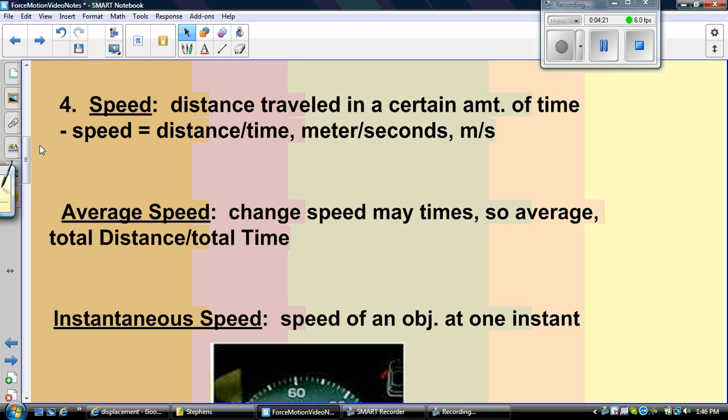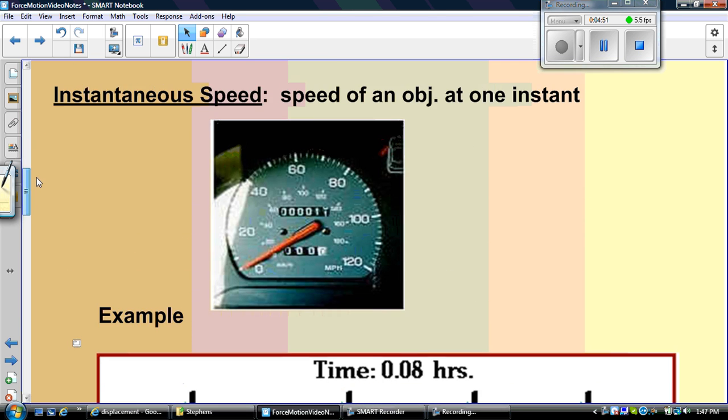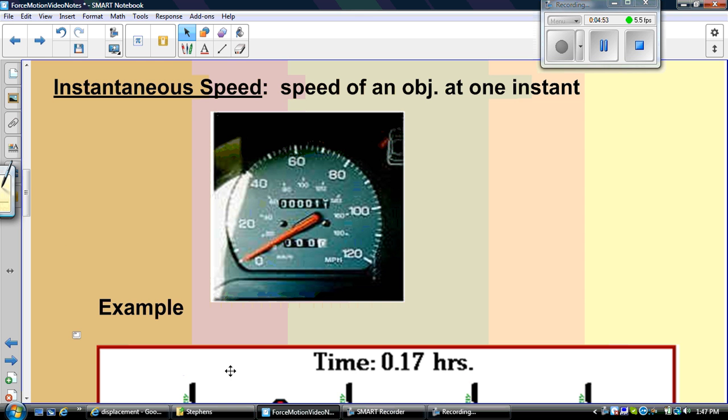Now, a lot of times, especially when we are measuring speed over a long period of time, for example, when you're running a race, like maybe running the mile, which is 4 laps around a track, we don't run every single lap at the same speed because we get tired toward the end. So a lot of times we calculate the average speed. That's when the change in speed happens, so we take the average. We take the total distance divided by the total time. And we'll do an example right now to show you how that works.